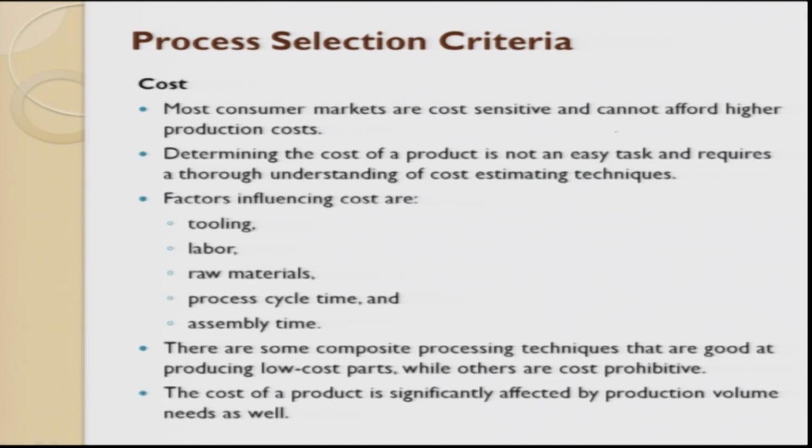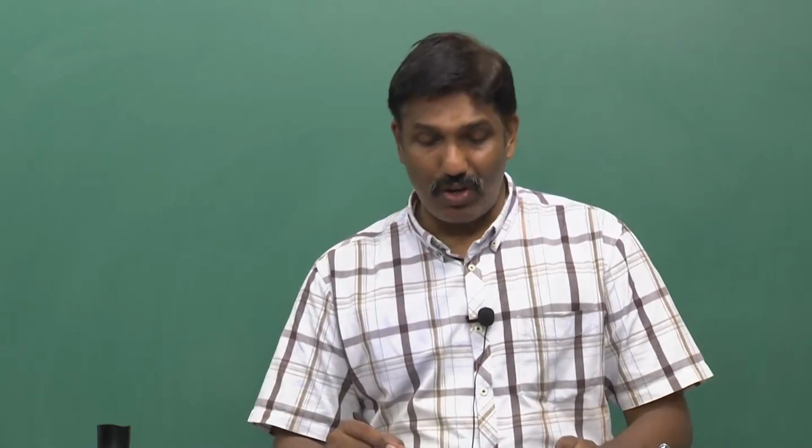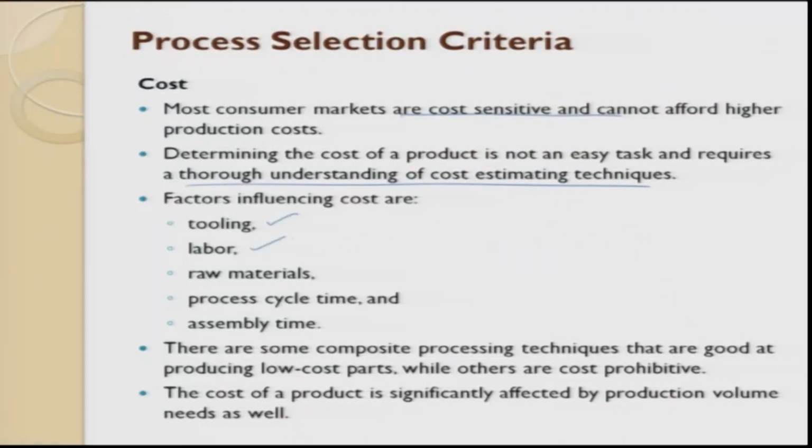Costing. Most of the customer market is cost sensitive and cost driven. So, the affordability of the product plays a very important role. Determining the cost of a product is not an easy task. It requires a very thorough understanding of the complete process, product and design, and then you come out with a technique. The factors influencing the cost are tooling, labor, raw materials, processing cycle and assembly time. So, all these things put together decide the cost.